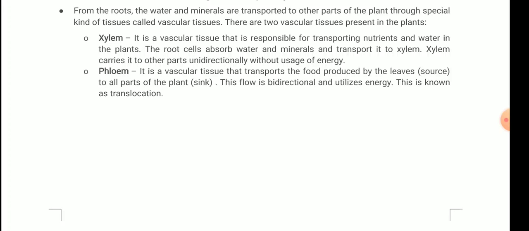For example, if a leaf is at the mid level of the plant, then that food needs to go upward also, and that food needs to go downwards also. So that's why it is said that the flow is bidirectional, in two directions.